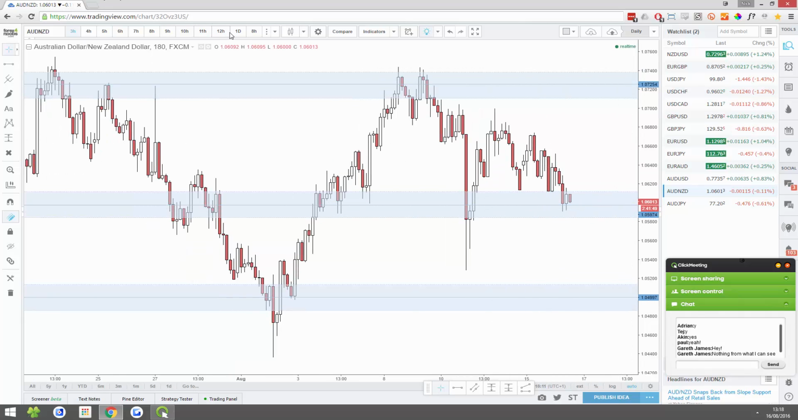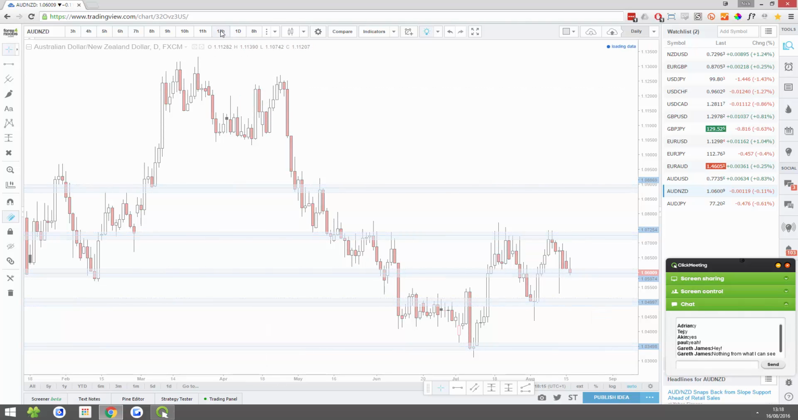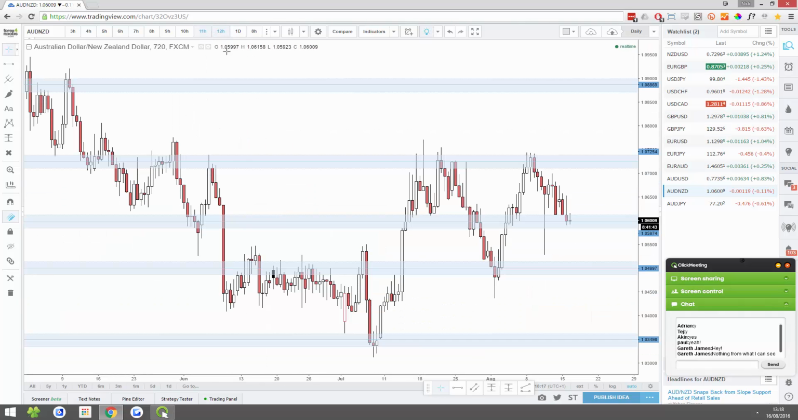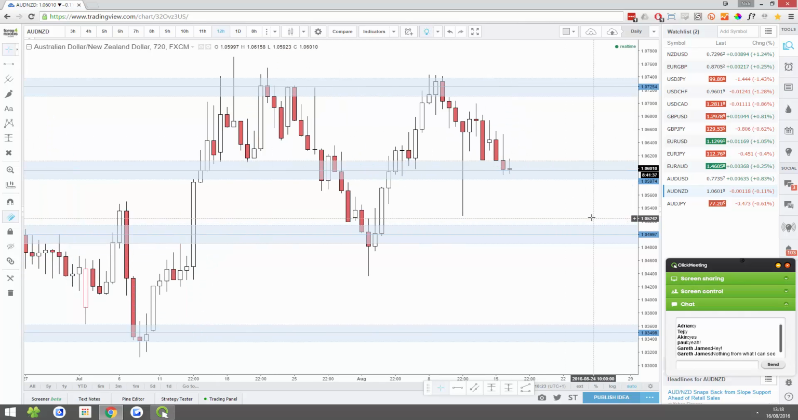AUD New Zealand is sitting on top of a support area. Look at that on the 12-hour. That looks interesting. Not really a pair I trade that often, but we are getting a solid indecision candle forming currently on the 12-hour chart.